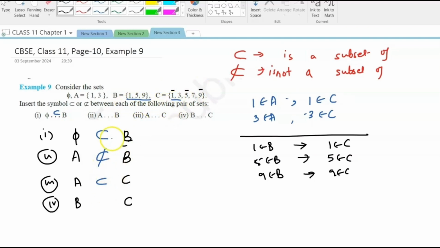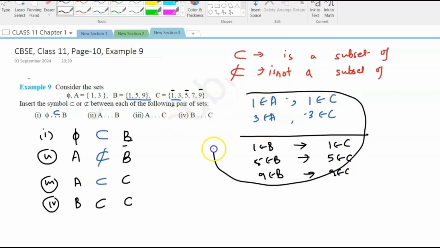And therefore, B is a subset of C. Okay, so you don't need to write it like this. I just wrote it to help you understand better. We can simply see here 1 and 3 are in A, and 1 is here, but 3 is not in B, so A is not a subset of B. And then 1, 3 are in A, and 1, 3 are also in C, so A is a subset of C. And then 1, 5, 9 belongs to B, and 1, 5, 9 also belongs to C, and therefore B is also a subset of C. You just need to do it like this.